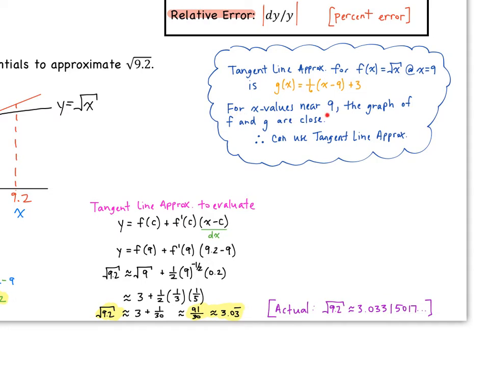So for x values near 9, the graph of f, which is our black graph over to the left, and g, our red graph over to the left, are really close. Any value that's close to 9, it's okay to use that tangent line approximation. It makes sense, they're close to one another. However, the further I move away from 9, my tangent line does not become very accurate to use as an approximation.